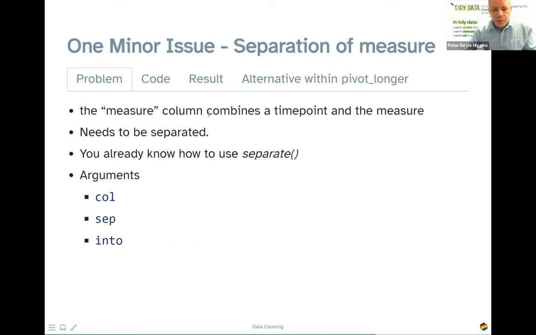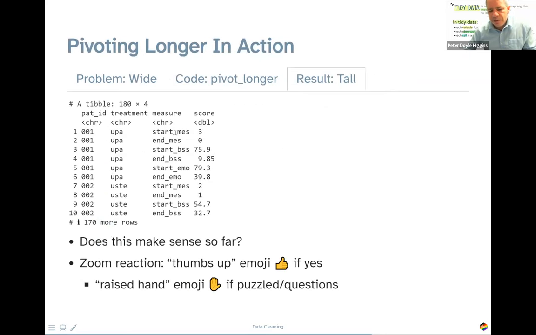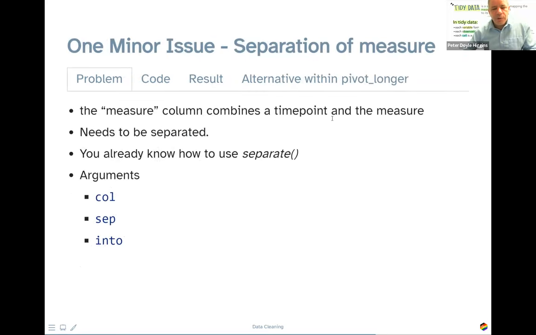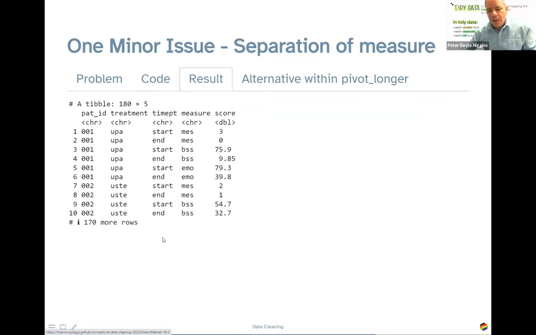Now, there's one issue with our measure. If I go back and look at this, you can see our measure is actually 2 pieces of data. It's the time point, start or end, and the actual measure. Now, Shannon just quickly walked through separate, but essentially you tell it the column you want to separate, what the separating character is, and what you want to separate it into. So to separate that one, we can take measure, separate with the underscore character, and separate it into time point and measure. And that gives you a tidier data set where you've separated the time point from the measure in distinct columns. Now, that's what I did initially.